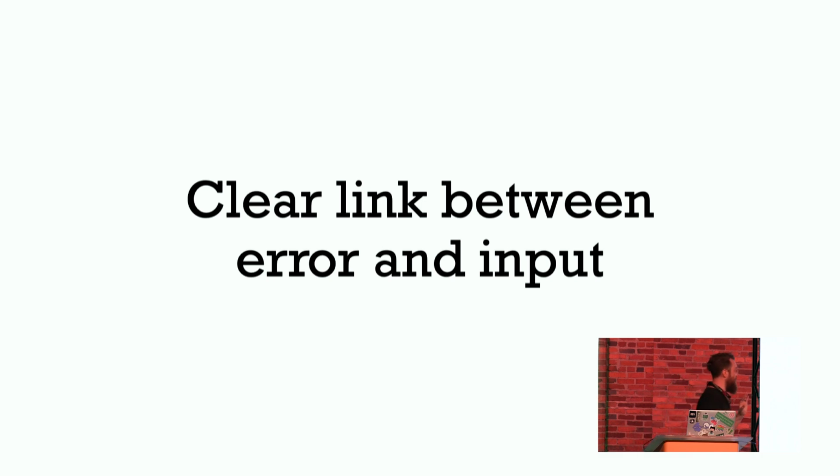We want a clear link between the error and the input. If you have to spend half your time dealing with validation just understanding that this error is for this input over here, that's not a good system. We want to make sure that it's very clear that this particular input has this error.